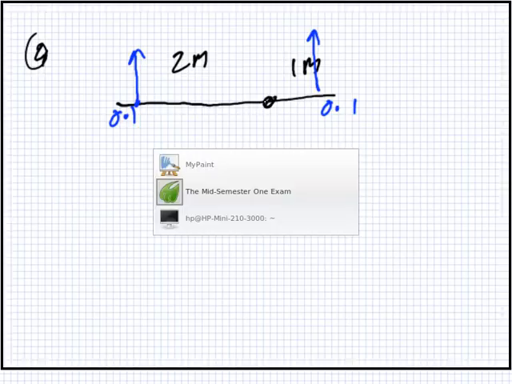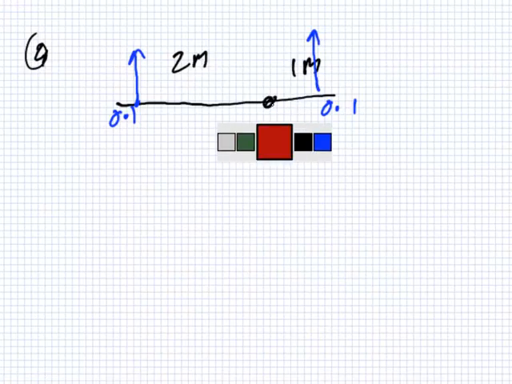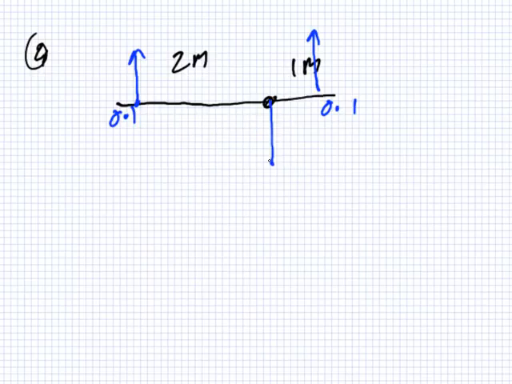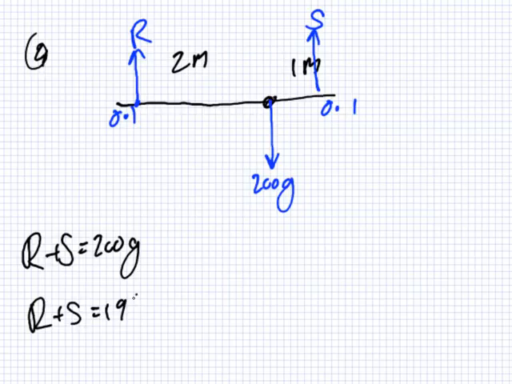And the weight, are we told the weight? 200 kg. 200 g, yeah. Right, so if I call this or and this s, we have or plus s equals 200 g as normal. So 200 g is 1962. Okay, so that should be okay so far. And then what do I do next?